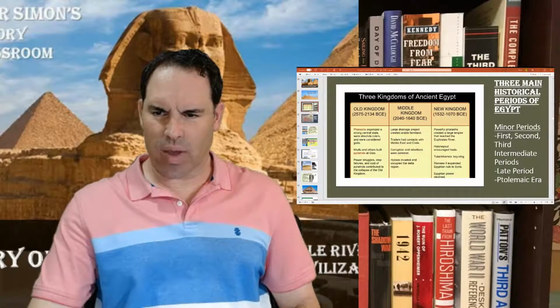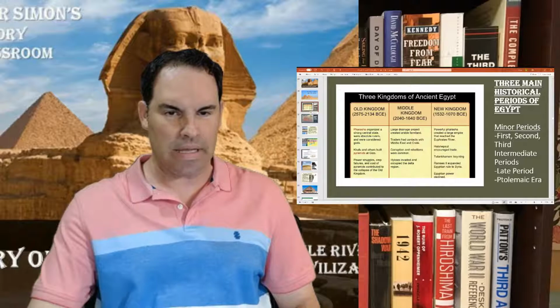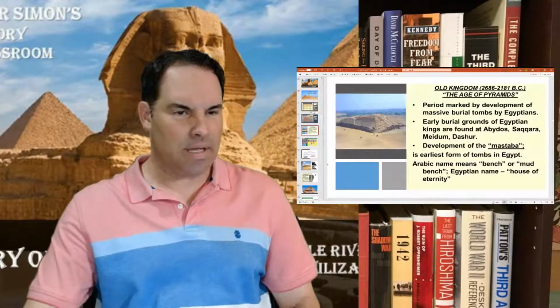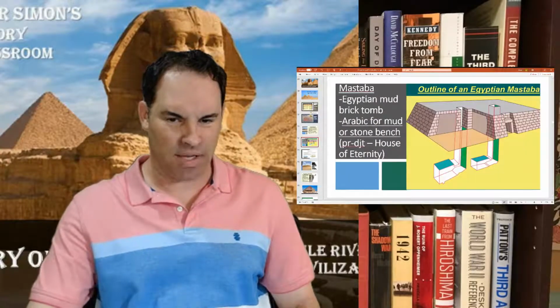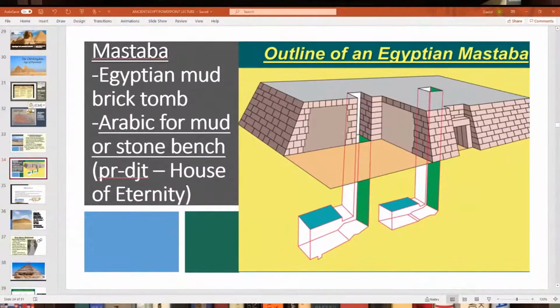So anyway, I want to talk about some of the first tombs that were constructed, of course, in ancient Egypt. They always talk about the so-called mastaba. It has multiple names, there's like an Arabic name and an Egyptian name that they have. And mastabas were the first real tombs that were constructed in ancient Egypt.